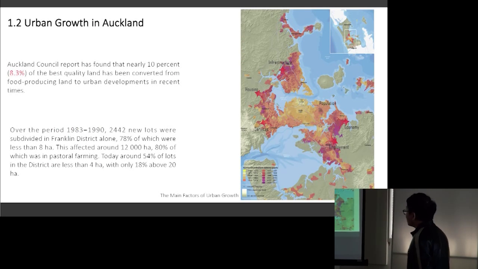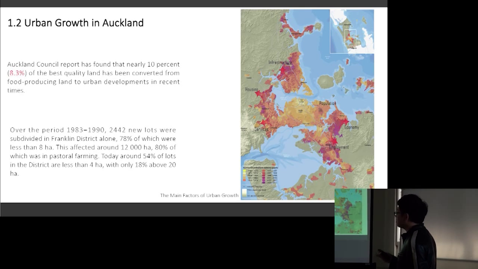What happened in Auckland is we have urban sprawl. There are many reasons, like population growth or the demand for housing, and the result is we lose our farmland. Almost 10% of the best quality land has been converted from food producing land to urban development in recent years. Another thing is the subdivision happening in our farmland.